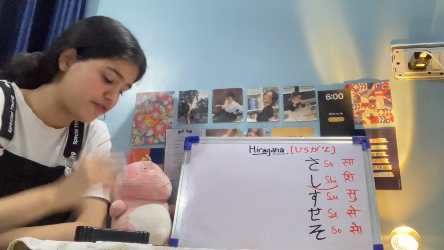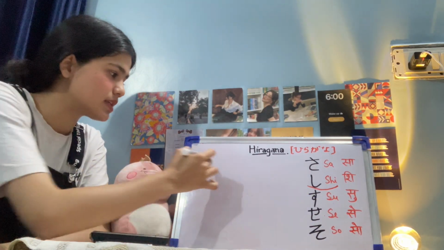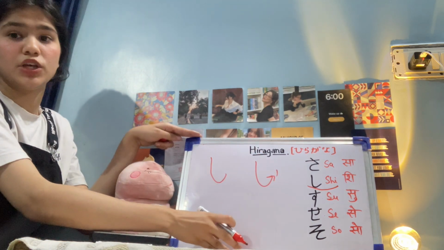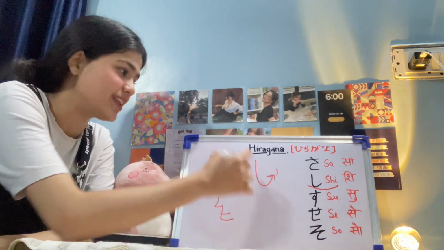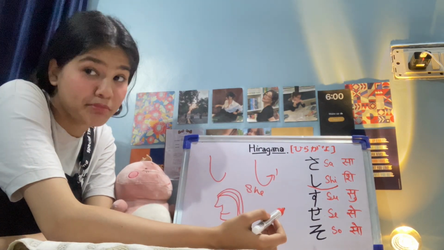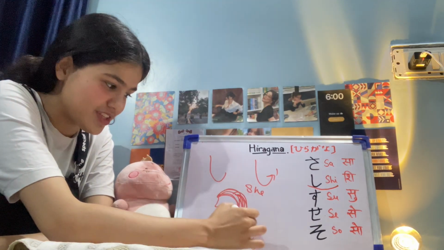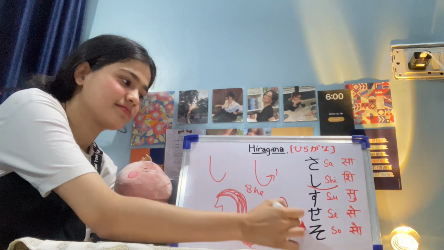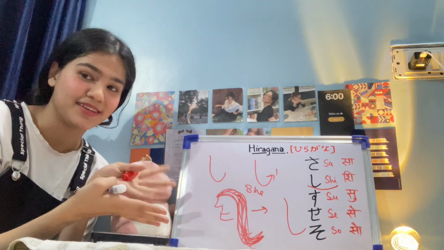Shi. Our first exception. Shi is this. One stroke. Only one. How can you remember it? She is a girl, she in English, right? So it's a girl. And girls have hair. Okay, I'm being stereotypical right now. Let's go the stereotypical way. She has hair. Exactly. So she.